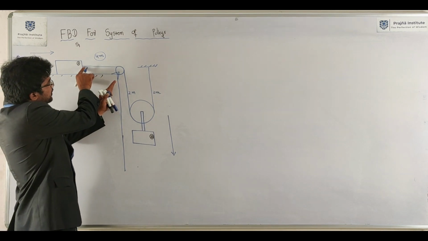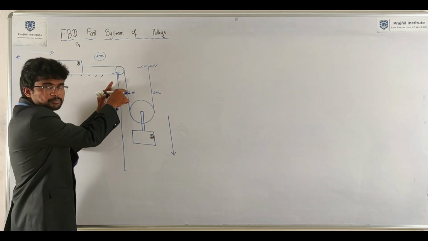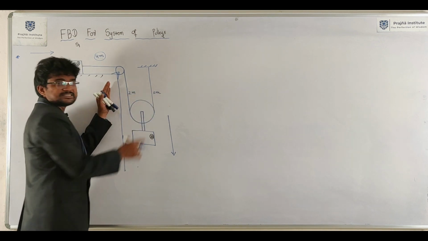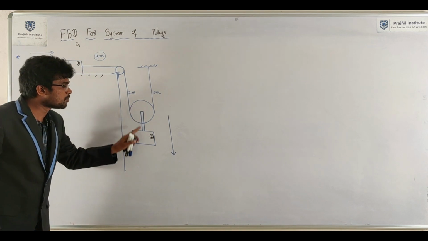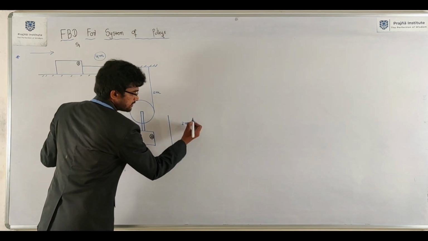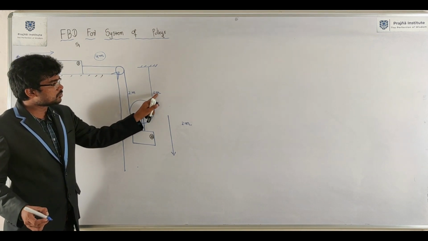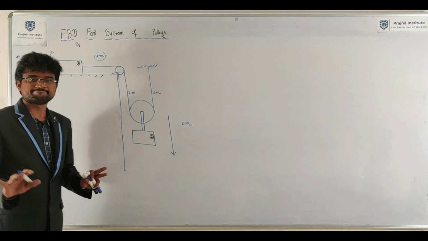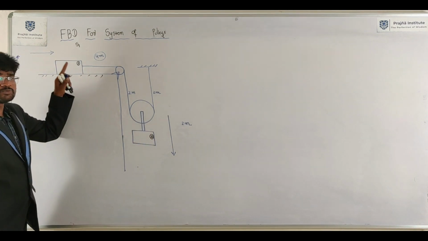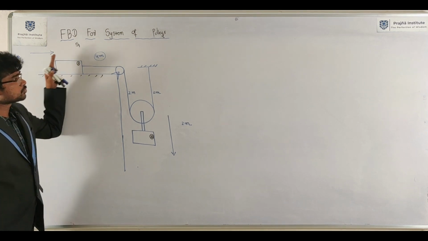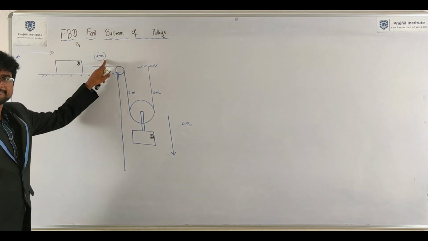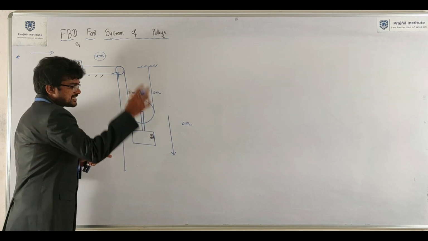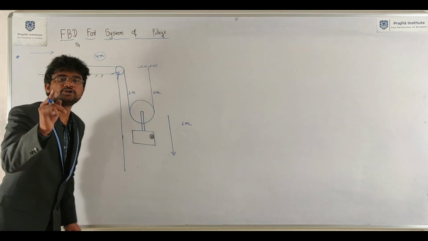Then 4 meters of string will be passing over the pulley. 2 meters will be settled here, 2 meters will be settled here. The distance moved by block 2 will be 2 meters, in the downward direction. The distance moved by block 1 towards right is 4 meters, so the distance moved by block 2 in downward direction will be 2 meters.